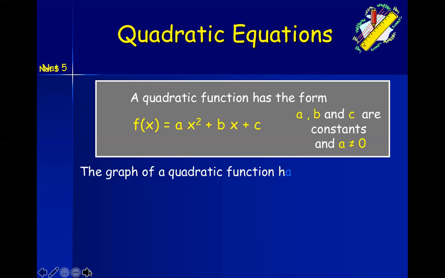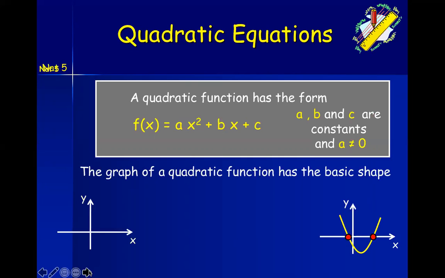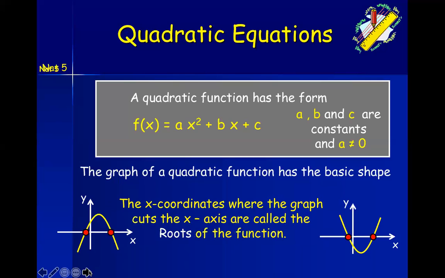So the graph of a quadratic has these basic shapes, which is what we've just seen. It cuts the x-axis at 2 points with a smiley face, or it can cut them at 2 points as well with a sad face. So we call these 2 points here the roots, meaning when y equals 0.